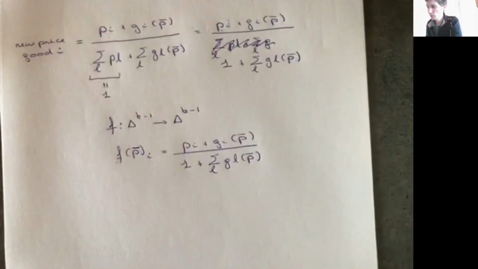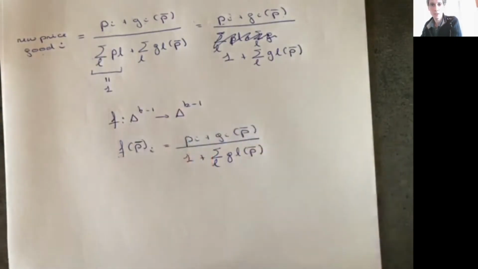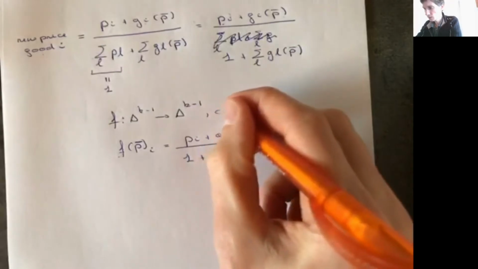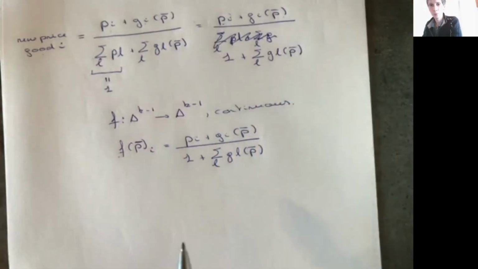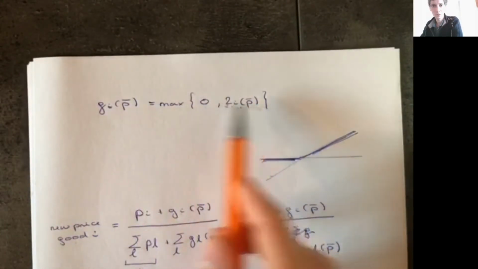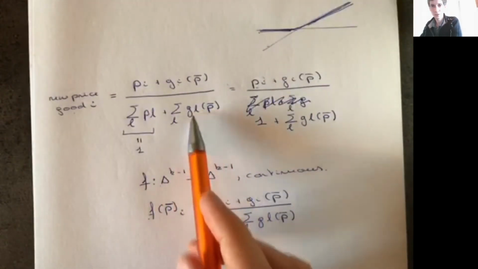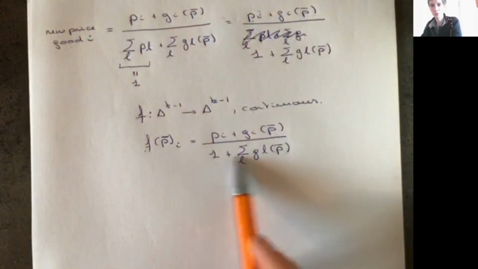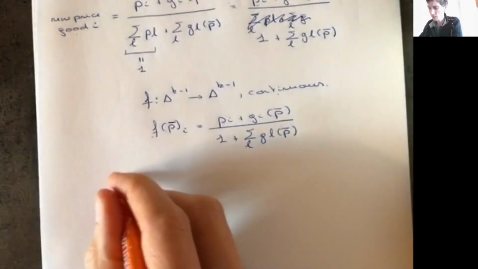Okay, so f is a function from Δ^(k-1) to Δ^(k-1), and this is continuous. Why do we know that this is continuous? Well, because g_i is continuous. Then of course the sum of all the g's is continuous. So you have a continuous function divided by a continuous function, so this is indeed continuous.